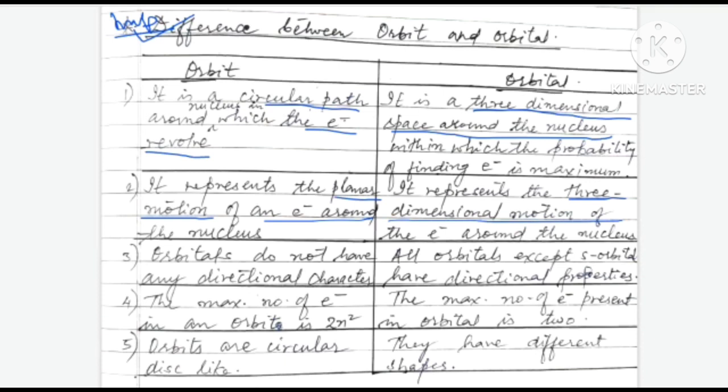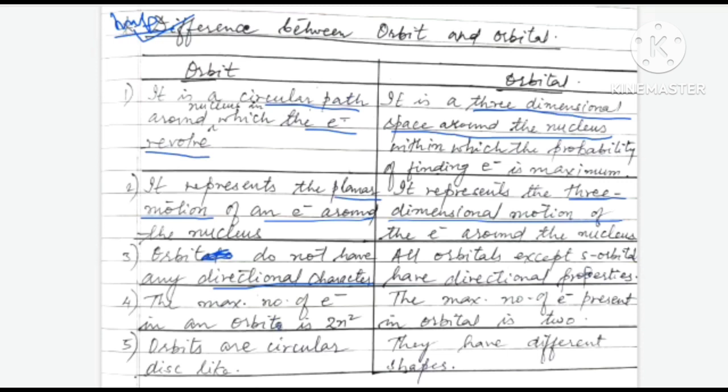Then next is about the directional character. Here you have to make a correction. It should be orbits, please correct it. Orbits do not have directional character. So that means we cannot predict the direction in which the electrons are moving in case of an orbit.